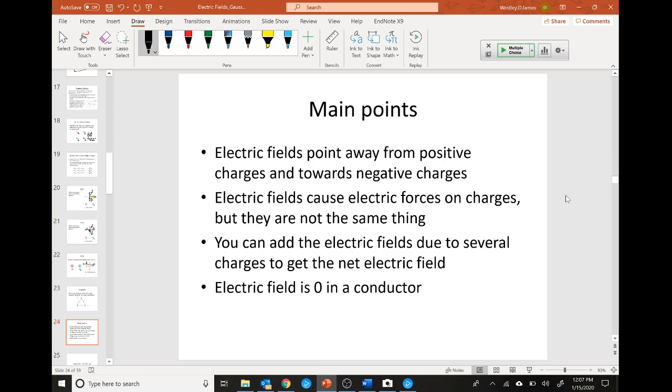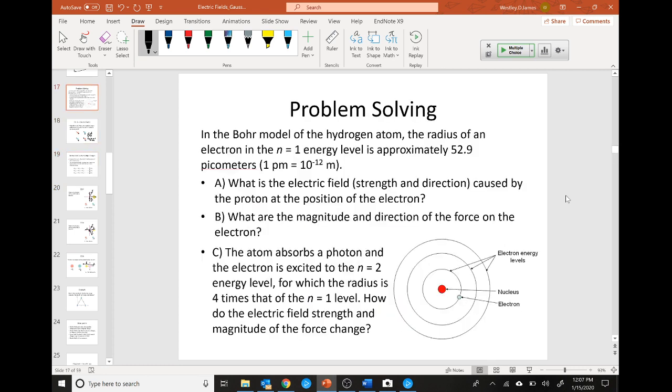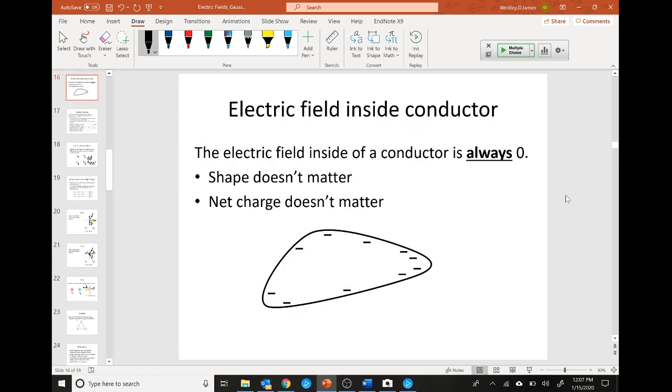So that's the main point. Oh, and the last thing I guess I'll talk about, and I'm going to start talking about flux as well. The last thing about electric fields is a very important concept that's going to carry throughout this class and in the future, depending on what you're doing. The electric field inside of a conductor is always 0.